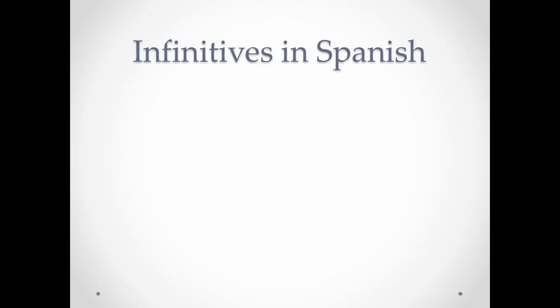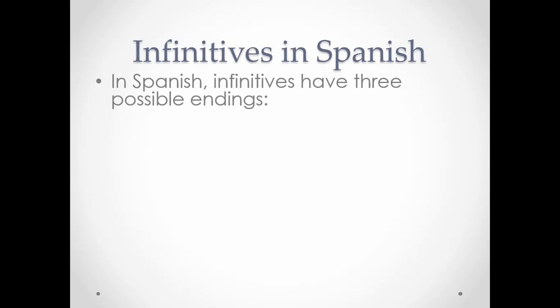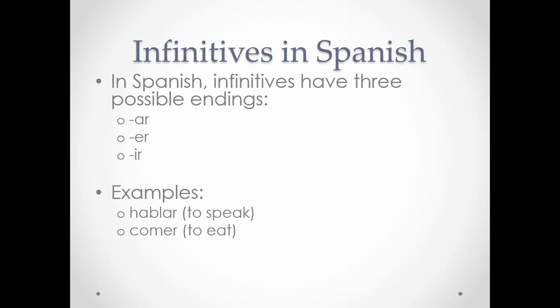So again, infinitives are the main form of a verb. In English, it's to plus a verb, but in Spanish, infinitives are one word and they have three possible endings. An infinitive in Spanish could end in the letters AR or ER or IR. An example AR verb would be hablar, which means to speak in English. Notice it's one word in Spanish, hablar, and two words in English, to speak. Comer is an ER verb, meaning to eat, and vivir is an IR verb, meaning to live.